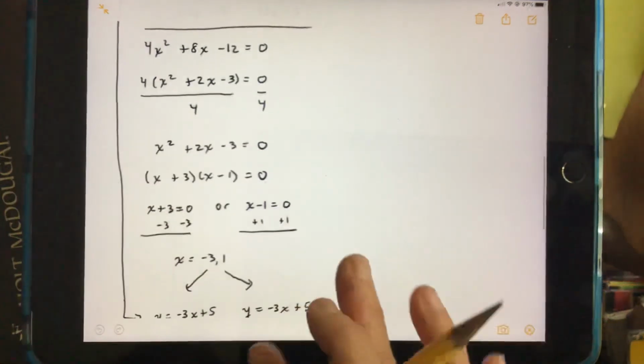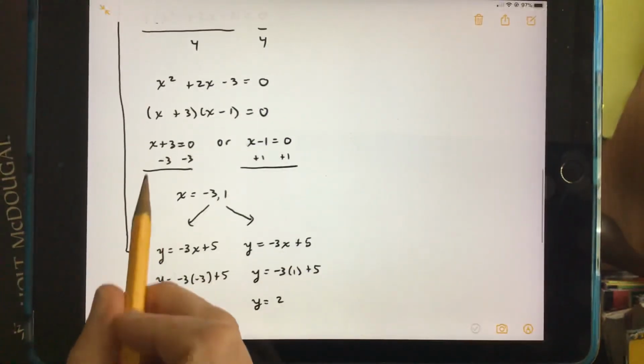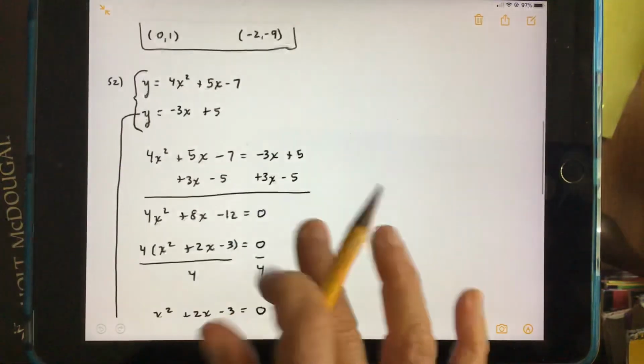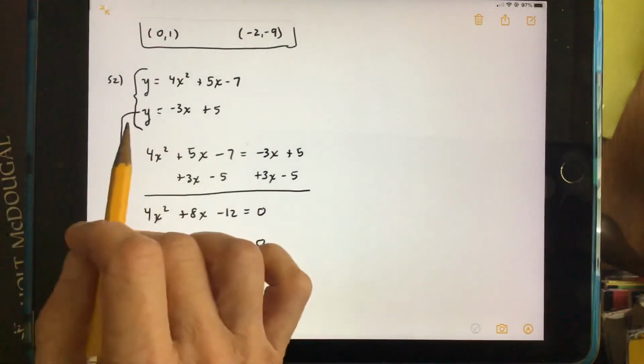I'm going to use the zero product property, set each factor equal to 0, and solve both of those equations, and arrive at x is negative 3 or 1. So again, this parabola and this line will intersect each other at two distinct points. I know the x-coordinates of where the parabola and the line intersect. I now need to find the corresponding y values for these x-coordinates. I'm going to go up and pick the easiest looking original equation, which will be this linear equation.